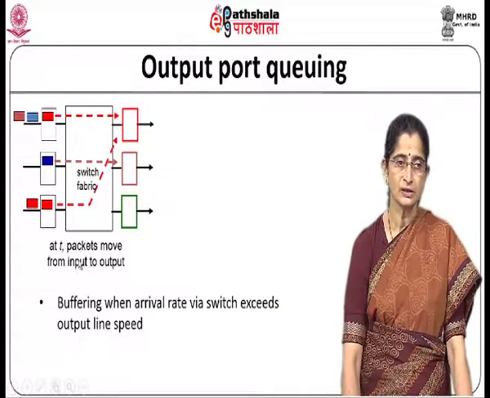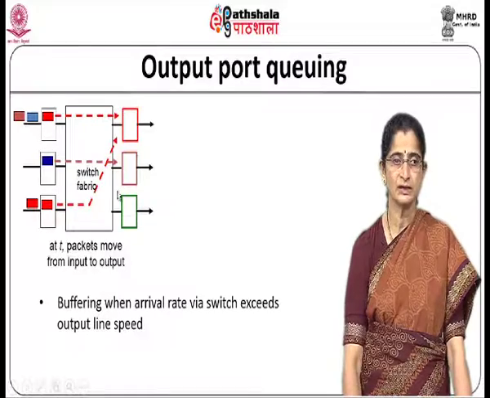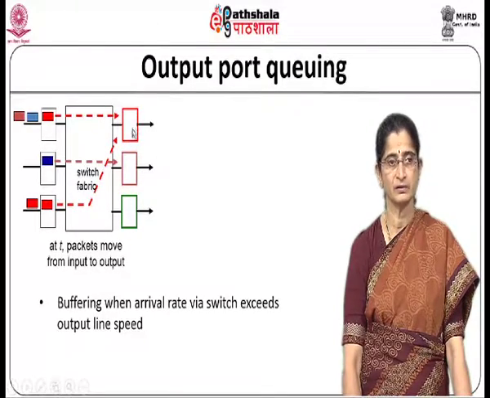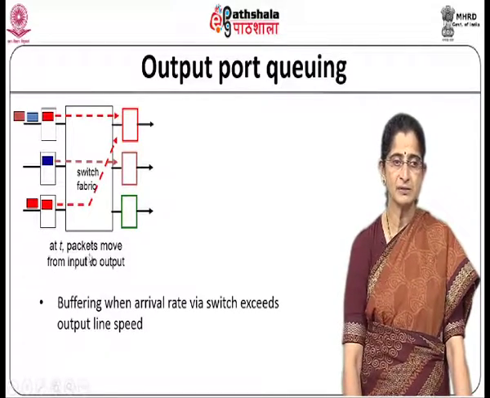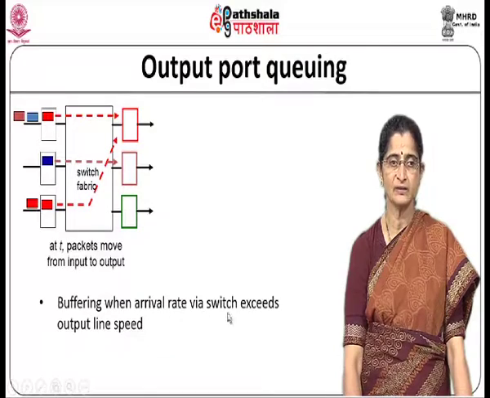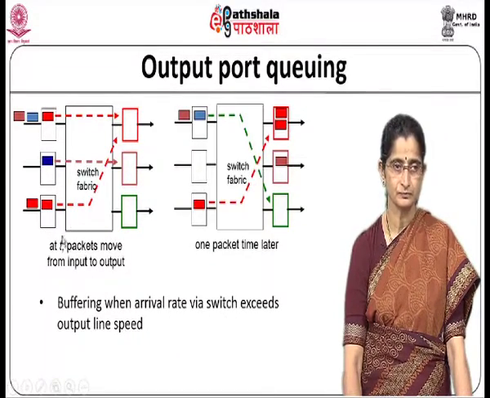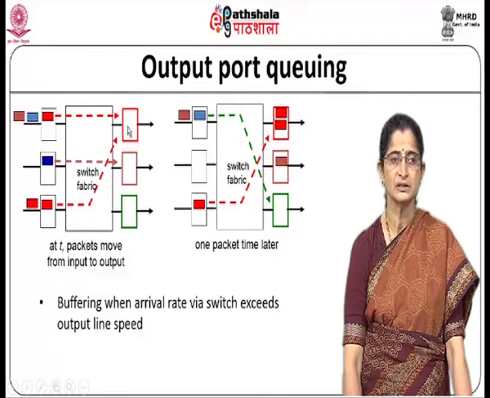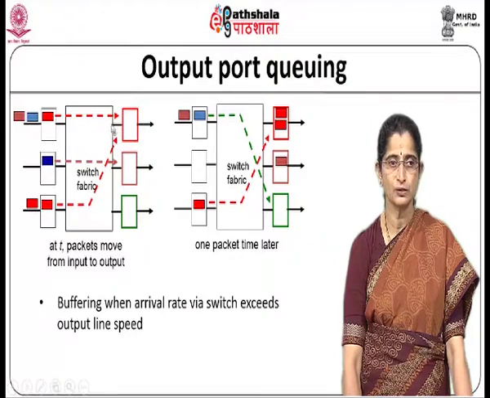Typically what happens is, let us say at time t, let us assume that the red colored packets have to be sent out to this port. At time t, packets move from the input to the output port, with buffering when the arrival rate via the switch exceeds the output line speed. So, the packets are coming in from here. If the output speed is less than the rate at which packets are coming here, now there are two packets coming in here.